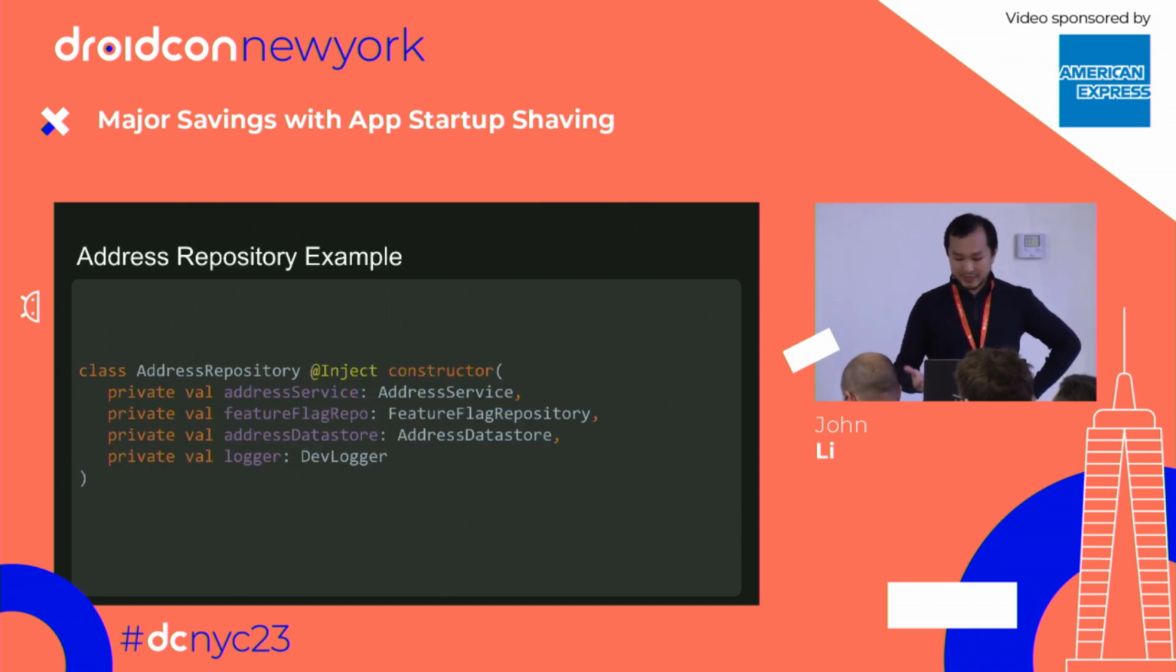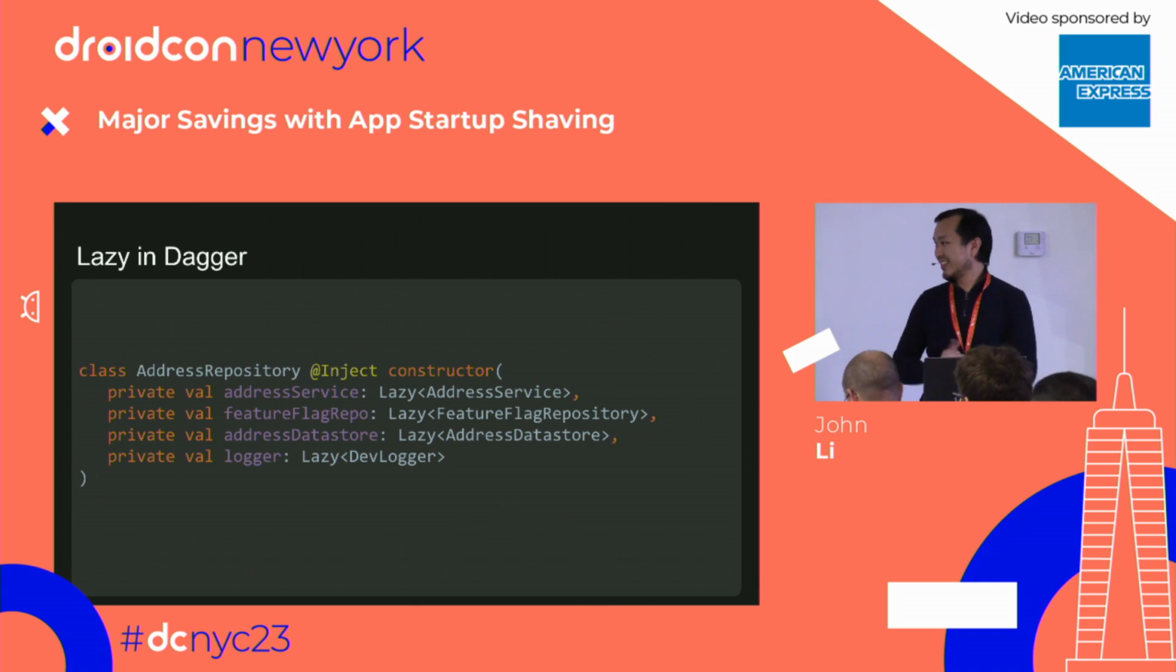Let's talk about another example in the realm of lazy. We have an address repository. It has these 4 dependencies. We're using Dagger. How do we do lazy here? Very simple. We just add the lazy tag. Most dependency injection frameworks have this concept. And when we apply these lazy tags, we're able to basically instantiate all of these dependencies without running the initialization code until it's actually used, which is pretty great.